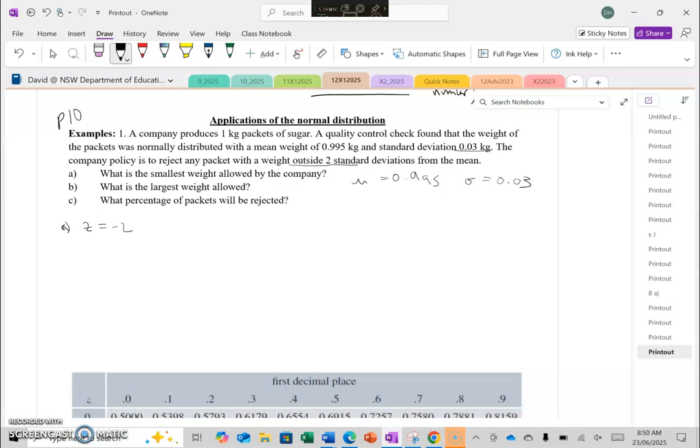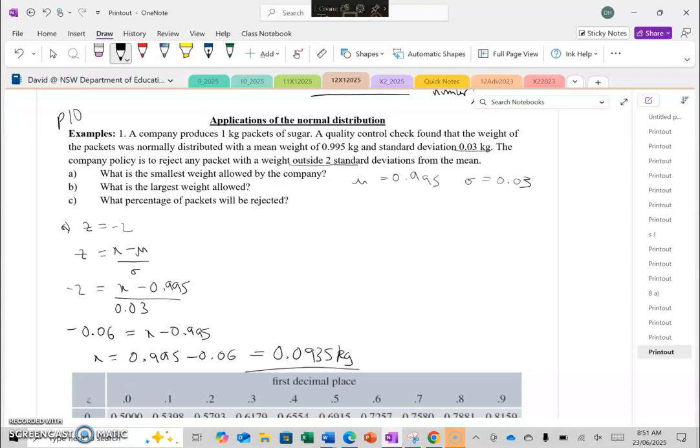Okay. So if we sub into the formula z equals x minus mu over sigma, I'll sub in straight away. 0.03 times -2, that'll be -0.06. So it's going to be 0.995 minus 0.06, which equals, I got an answer of 0.0935 kilograms. Oh, whoops, ignore that. 0.935 kilograms.